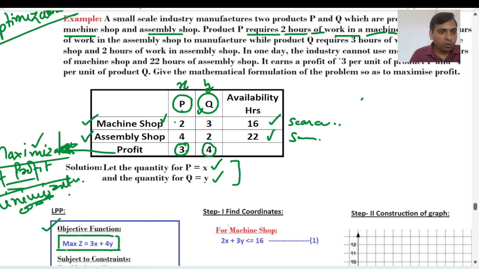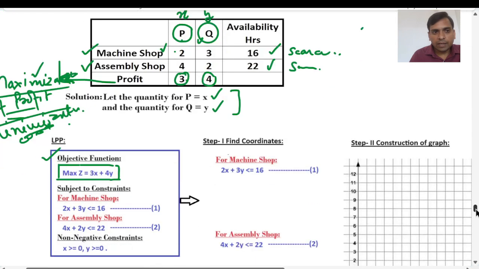If this is the case of cost, then we will write minimum Z equals 3x plus 4y. Now the rest of it, the second part, is not the objective function. It is subject to constraint.